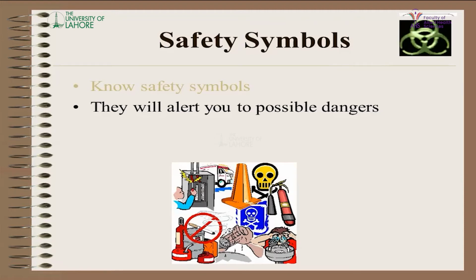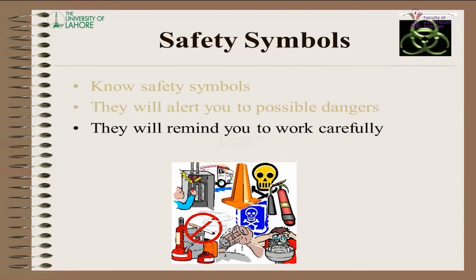All of the chemicals that are used in the laboratory should be labeled, and they should be labeled with the appropriate symbol which can indicate to a worker or a technologist that this chemical can lead to some type of harm. For example, it can be corrosive, like acids. In the case of alcohols, it can also be flammable. These symbols will alert you to possible dangers. They will remind you to work carefully.